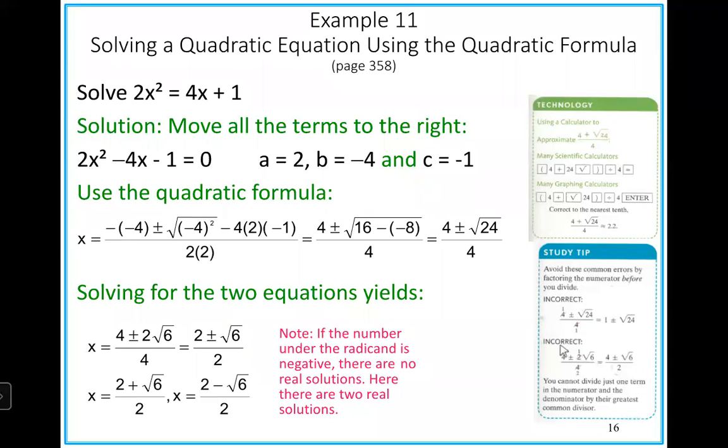So they're showing two things that are incorrect. Sometimes people try to cancel out, but you can't just cancel these two because this is a plus or minus sign. You can't do any canceling here. And some people also try to cancel in this case. Again, you can't cancel because you're ignoring this 4. It says you cannot divide just one term in the numerator and denominator by the greatest common divisor. So you have to be careful when you try to cancel here.